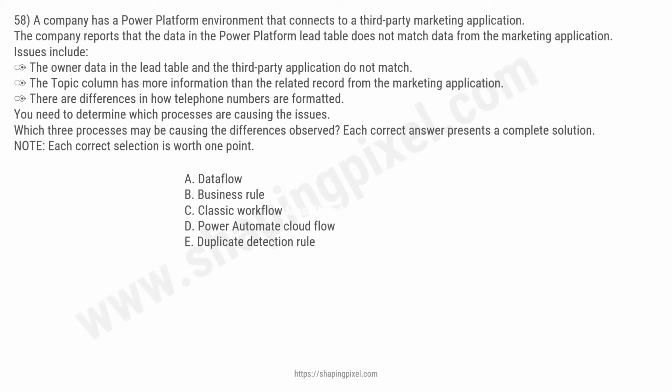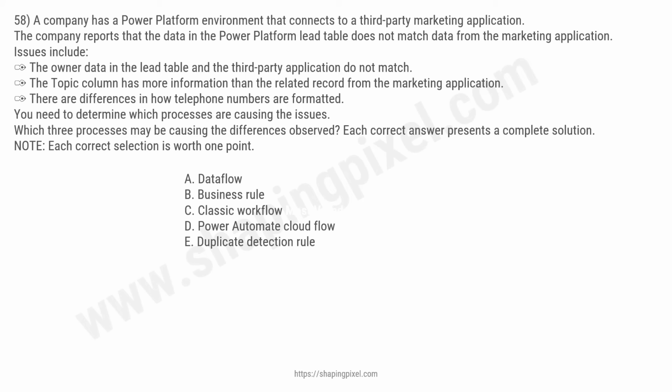Question number 58. A company has a Power Platform environment that connects to a third-party marketing application. The company reports that the data in the Power Platform lead table does not match data from the marketing application. Issues include: the owner data in the lead table and the third-party application do not match. The topic column has more information than the related record from the marketing application. There are differences in how telephone numbers are formatted. You need to determine which processes are causing the issues.